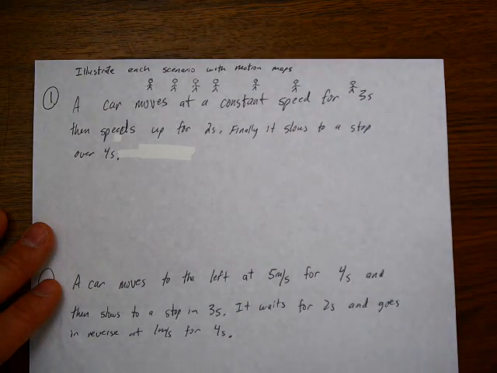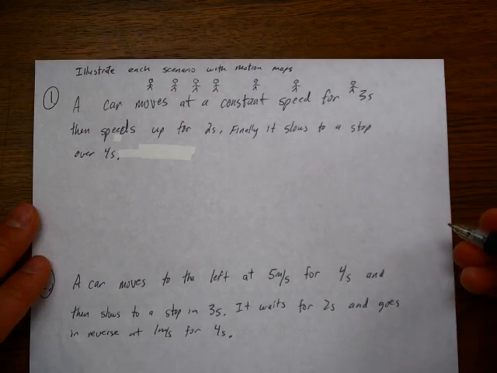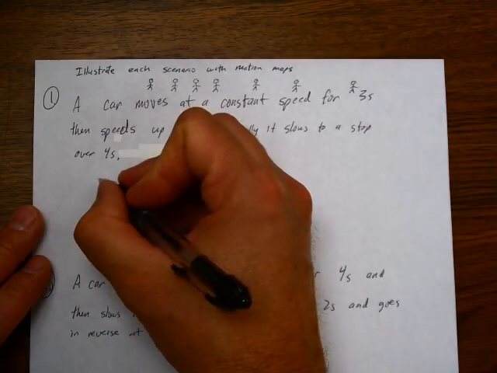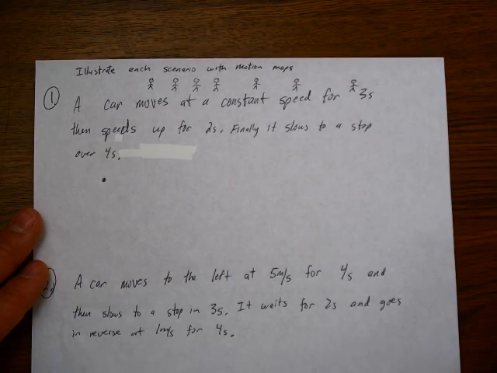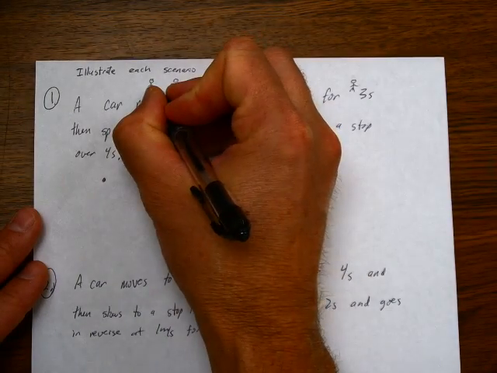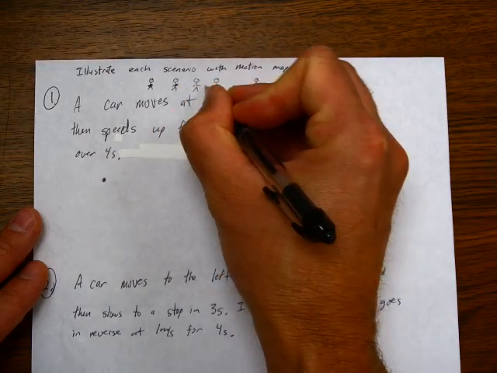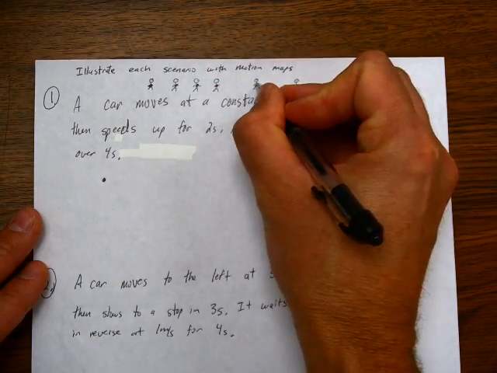So imagine with these motion maps that the flashes are occurring 1 each second. And rather than draw the object each time, we're going to be lazy and just draw a dot that represents the center of the object, like the center of the person. I could just draw dots for that.